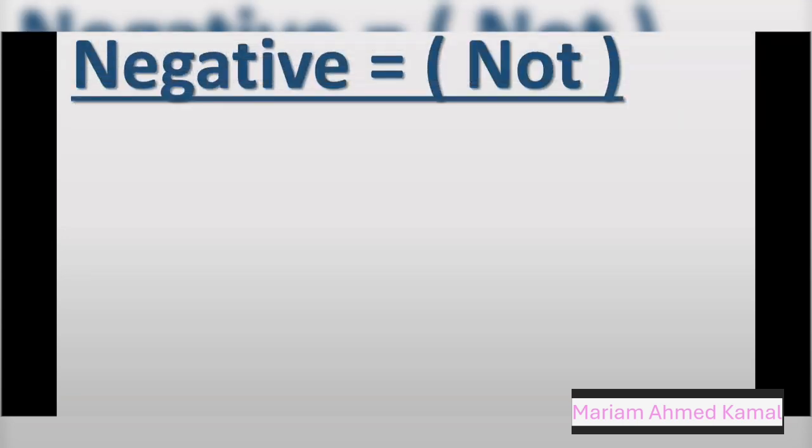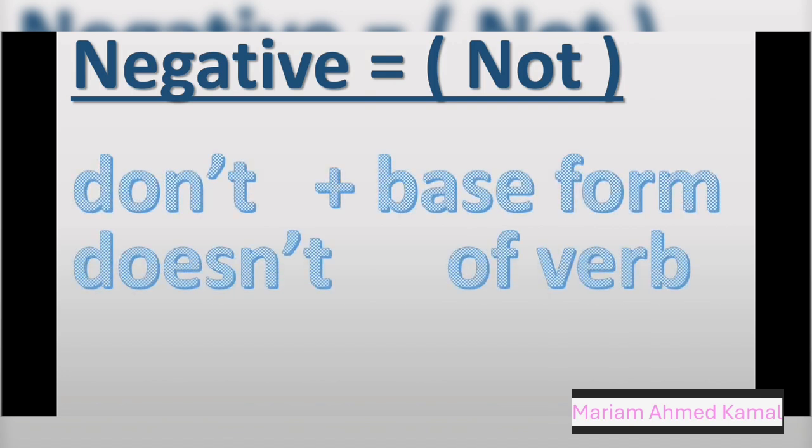We're going to start with the negative form. What's the meaning of the word negative? It means not. Okay, negative means not. So how do we form the negative form? We add the auxiliary verb don't or doesn't plus the base form of the verb. Okay, so we use the helpers don't or doesn't plus the base form of the verb. It means the verb as it is without adding anything.